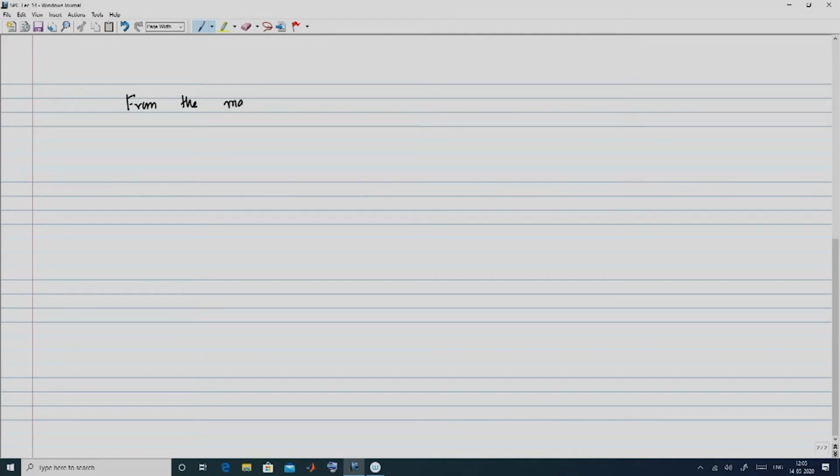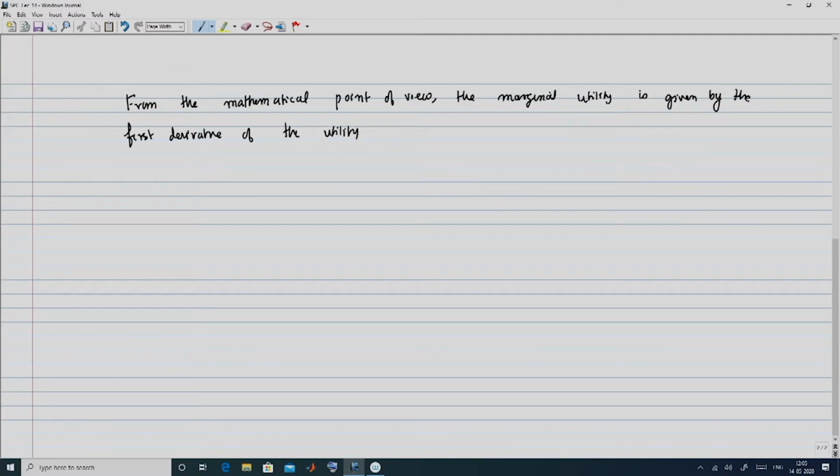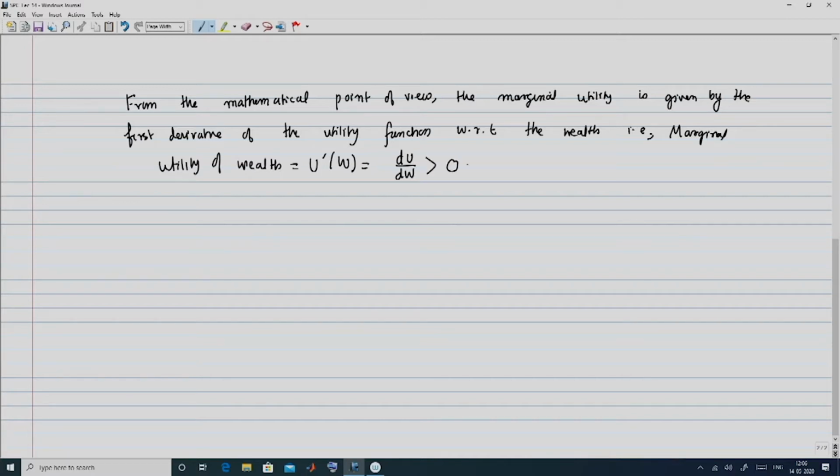From the mathematical point of view, since this is a mathematical portfolio theory course, we will have to look at the mathematical perspective of this. Accordingly, the marginal utility is given by the first derivative of the utility function with respect to the wealth, that is, the marginal utility of wealth is given by u prime of w, which is du dw, and this is greater than 0.